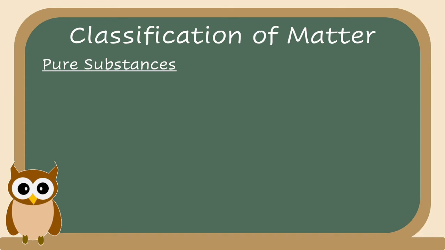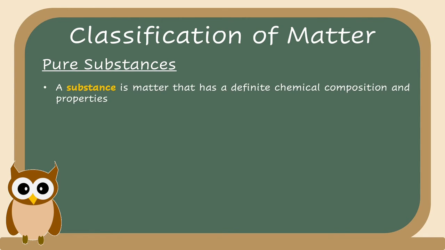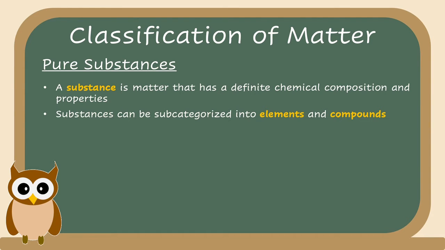So, our first classification of matter is substances, also known as pure substances. What exactly are they? Well, a substance is matter that has a constant chemical composition and properties. They can be further subcategorized into elements and compounds.